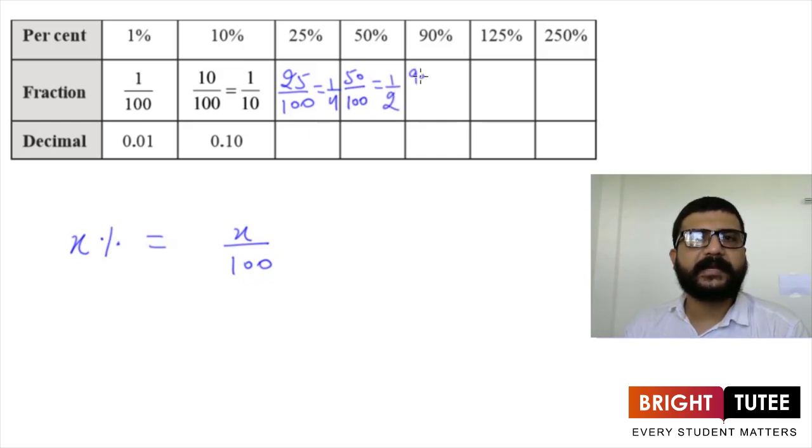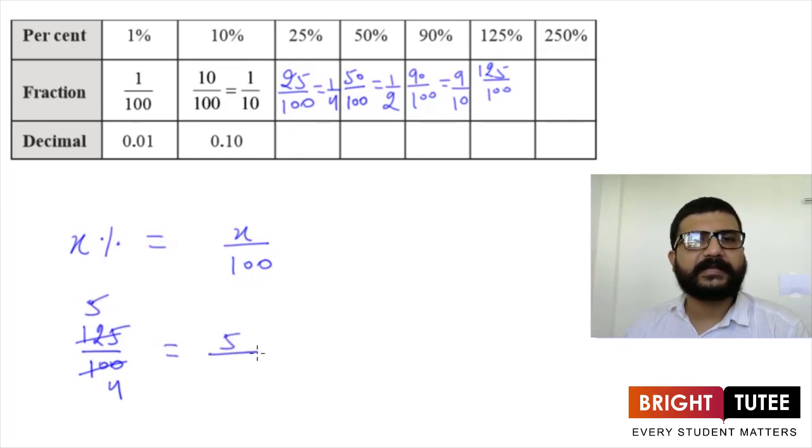And the next one here is 90 upon 100. This will be 9 upon 10. And then we have 125 upon 100. Now can we simplify this? Yes, we can simplify this. So 125 upon 100 can be cancelled out with 25. 25 fours are 100, 25 fives are 125. So here it will be 5 and 4. So this can be written as 5 upon 4.